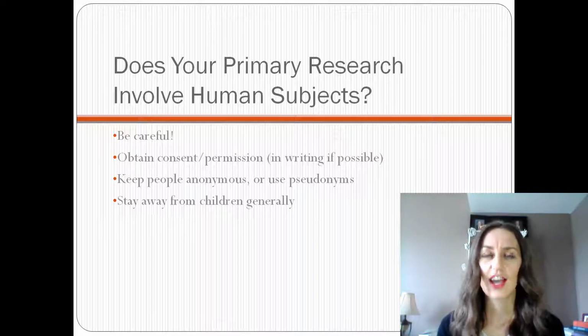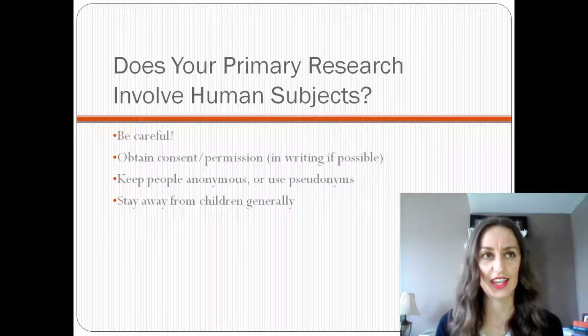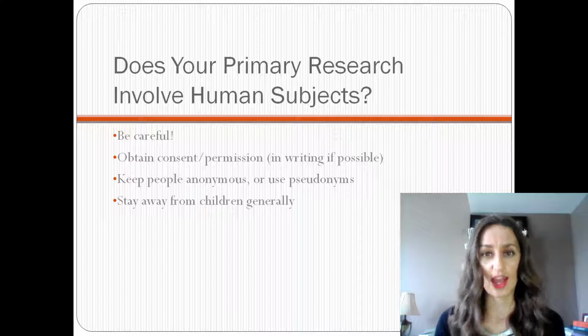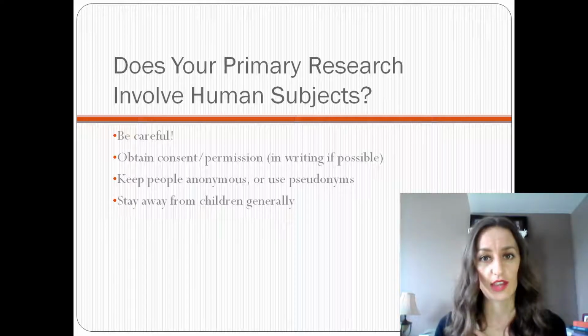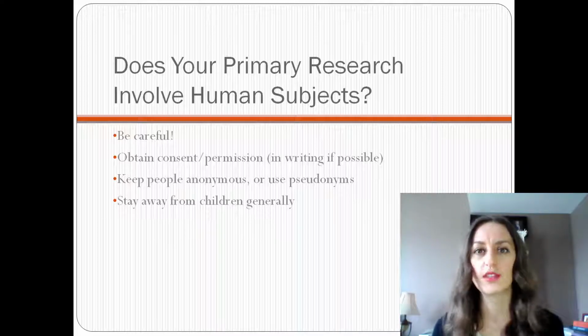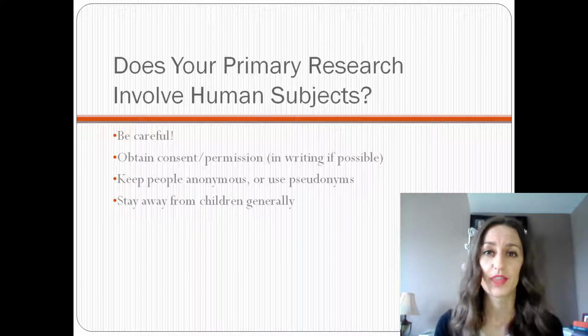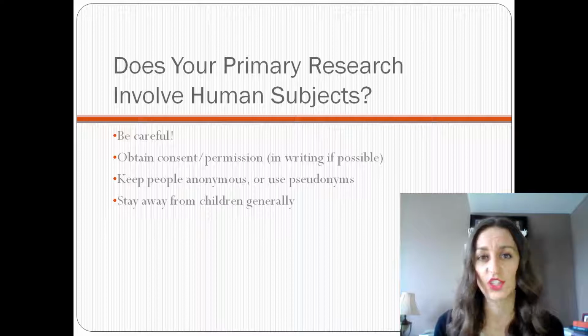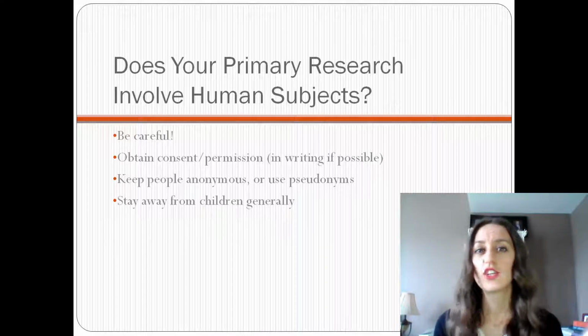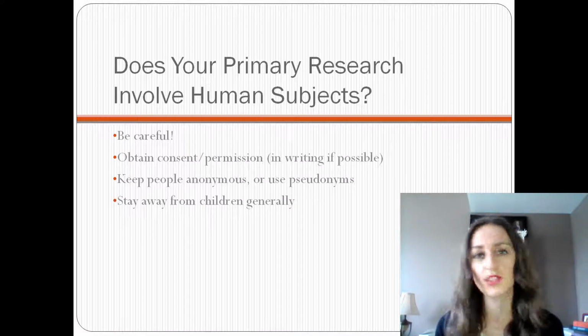If it does, I just want you to be aware that there are very strict guidelines in place in a professional research setting for how to deal with human subjects. Now, we don't necessarily have to follow those guidelines because you're not publishing your research. This is for educational purposes. So we don't have to follow those strict guidelines super closely. However, we still want to be responsible, right? So that means obtaining consent and permission in writing if possible. If you're doing an interview, just have the person sign something that says, yes, you can use my name, yes, you can use my words, something like that, right?